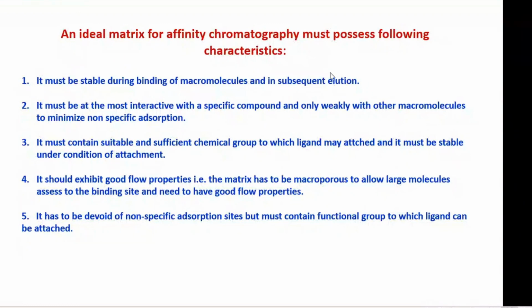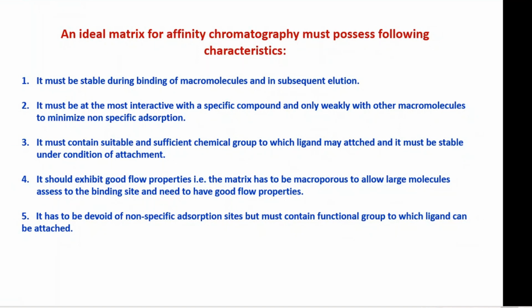It should also not have any change in the subsequent elutions. What does subsequent elutions mean? I told you that during elution we can have two methods. One is that you change the pH, and then the interaction between the ligand and the sample molecules gets dissociated. Then automatically the sample molecule will be released from the matrix, or you can say from the ligand.